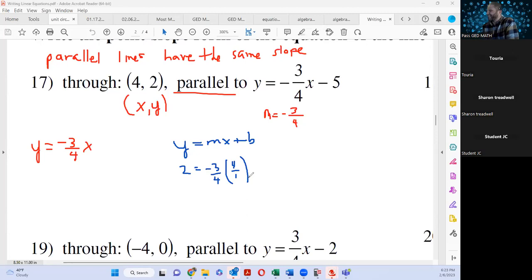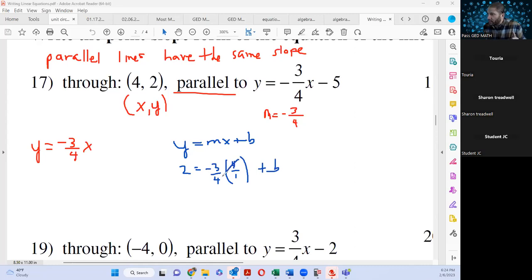I like honesty. I love it. The reason why I'm putting 4 over 1 is because I've seen a lot of students make the mistake when they're multiplying by a whole number. What you should see right now is that a 4 is on the bottom, a 4 is on the top. What happens to those two 4s? They cancel out.